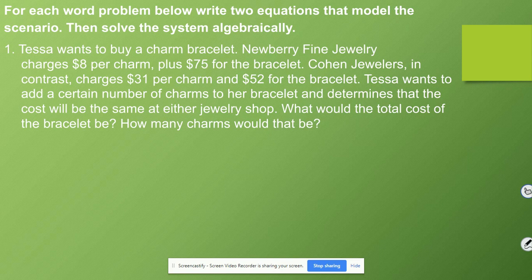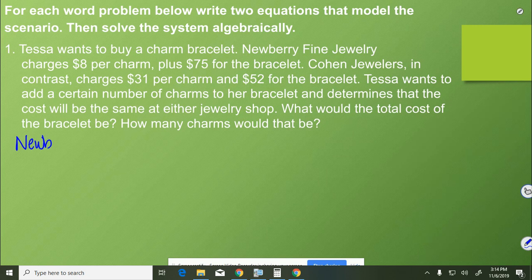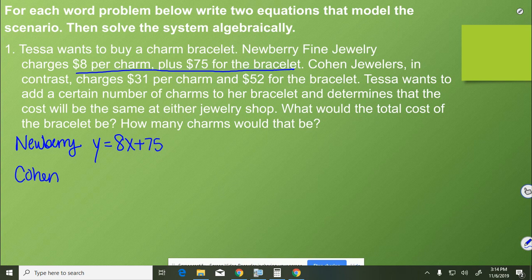So we have to write our system first. So we have two jewelers, Newberry and Cohen. Newberry again says $8 per charm plus $75 for the bracelet. So that's y equals 8x plus 75. Cohen says they'll charge $31 per charm and $52 for the bracelet. So that's y equals 31x plus 52.